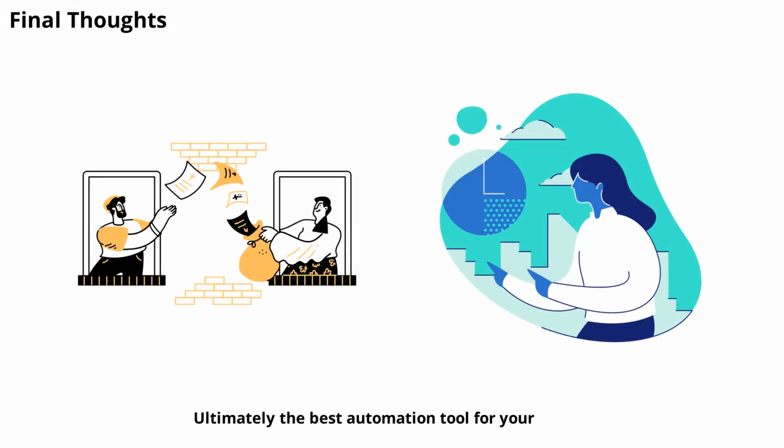Ultimately, the best automation tool for your finance team depends on your unique needs, existing technology stack, and long-term goals. Both Zapier and Power Automate can drive efficiency and reduce manual work, but their strengths cater to different audiences. Take the time to evaluate your workflows, security requirements, and integration needs before making a decision. With the right tool, your finance team can unlock new levels of productivity and focus on strategic initiatives.